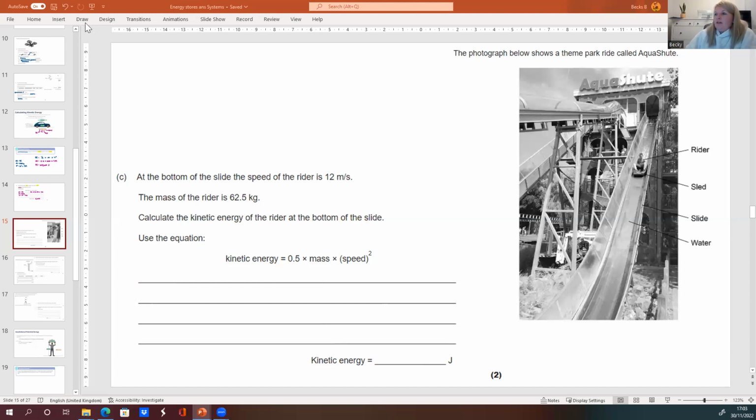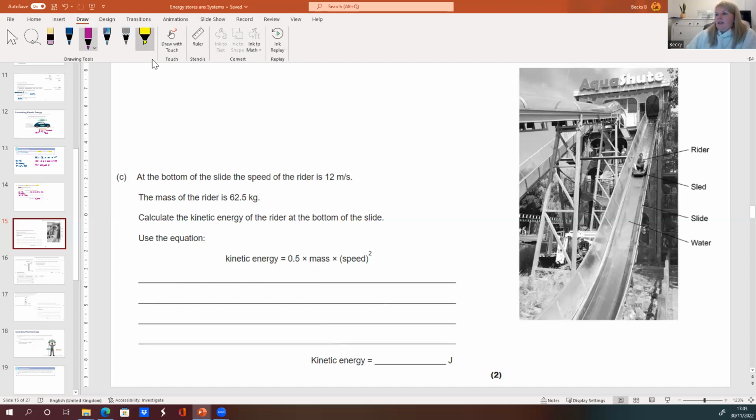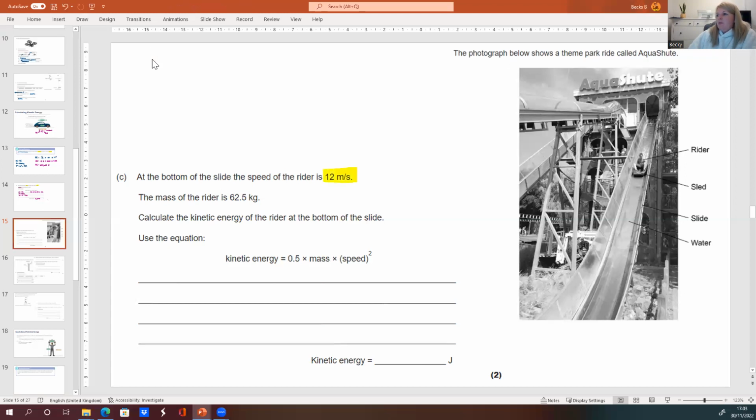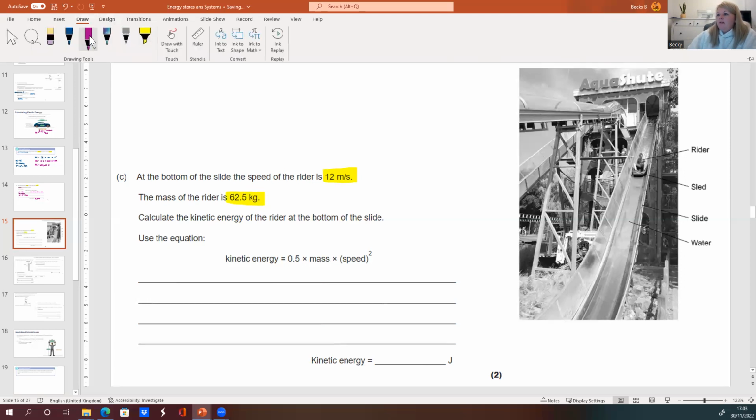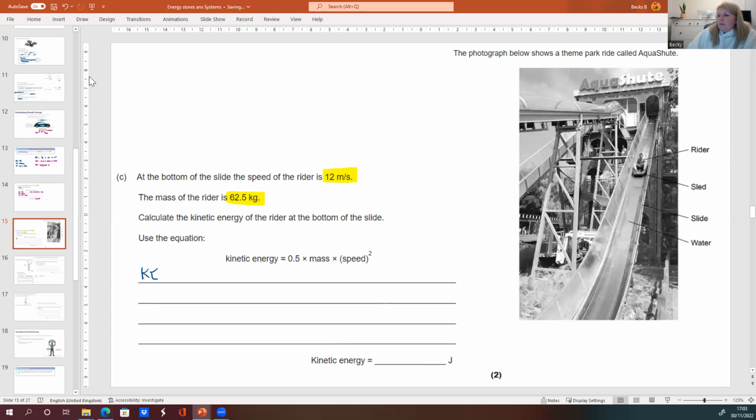Okay, I'm going to jump straight in with this one because we should be getting the idea. I'm going to highlight my numbers. Yeah, helps me. Don't have to keep looking back. Okay, let's pull those numbers out. KE = ½mv². Kinetic energy, I don't know, because there's my command word, calculate the kinetic energy.